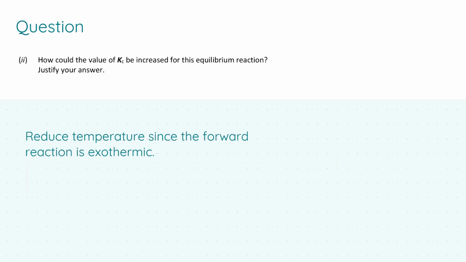And then on to part 2. As I said, these are all justifications, so answer and then justify. How could the value of Kc be increased for this equilibrium reaction? Justify your answer. And the answer here is reduced temperature, since the forward reaction is exothermic. So again for this, another 5 marks. Quick and easy to pick up, just a bit of thinking behind this one.